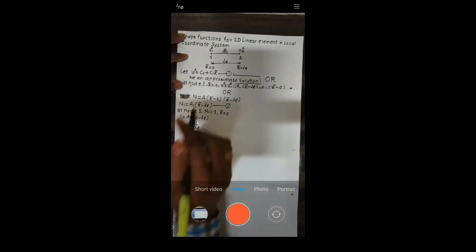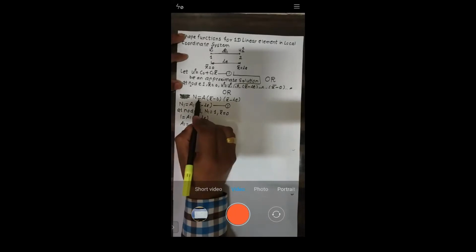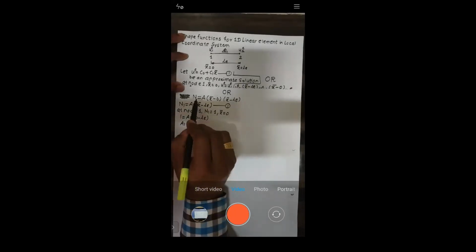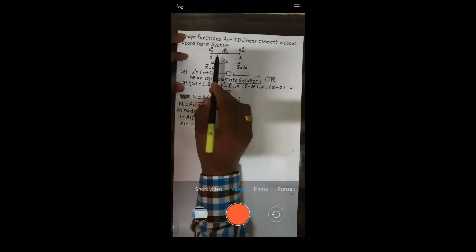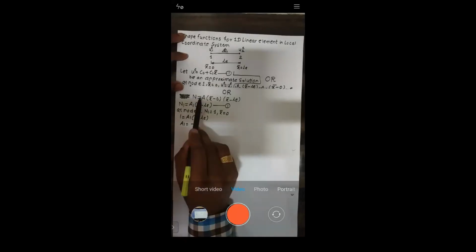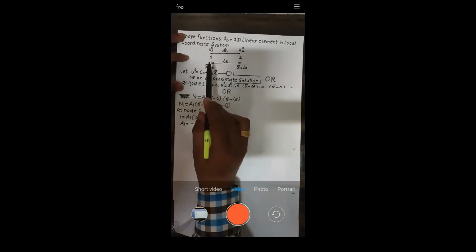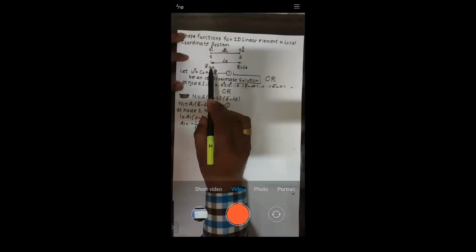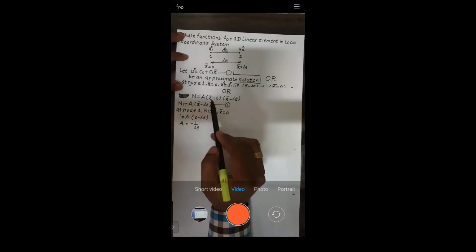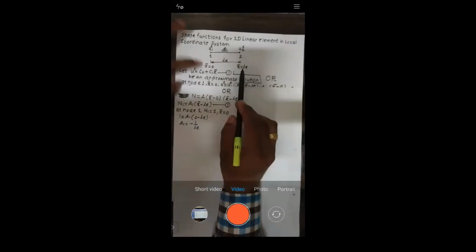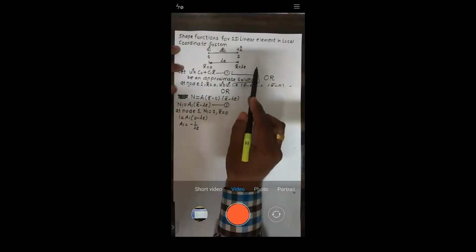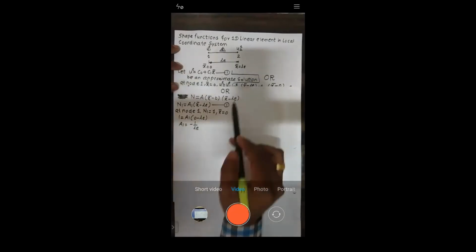We need to write down the shape function for this element. So shape function N is equal to some constant A into what is the equation of this line? It is x bar minus 0 is equal to 0. So that is written as x bar minus 0. And what is the equation of the other line? It is x bar minus LE is equal to 0. That is x bar minus LE. Okay, fine.